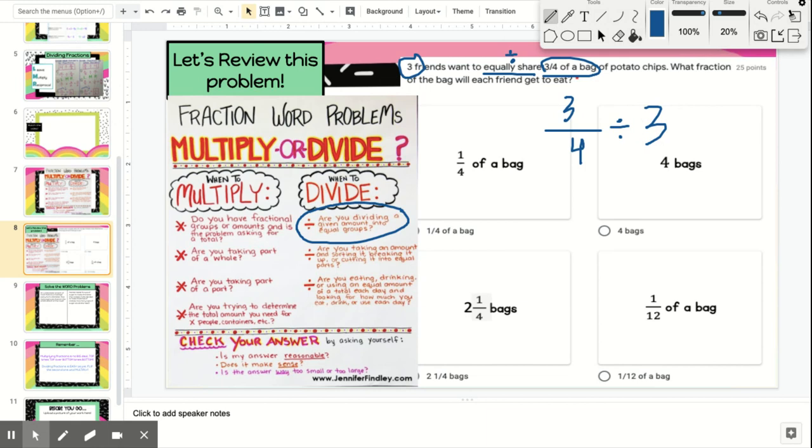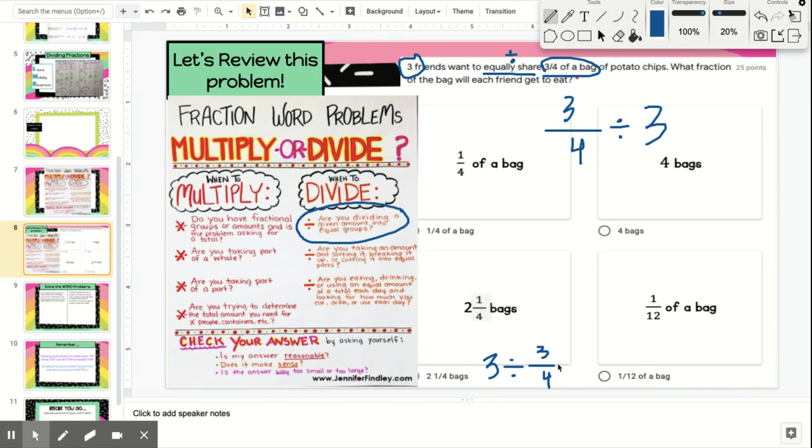One of the mistakes made on the exit ticket is you knew it was already a division problem because it was a division exit ticket. There were no multiplication problems on it. However, a lot of you switched the order. You did 3 divided by 3/4. These two problems are not the same thing. In division, you cannot switch the order and still get the same answer. So you have to be really, really careful. 4 bags was the answer that was chosen a lot.